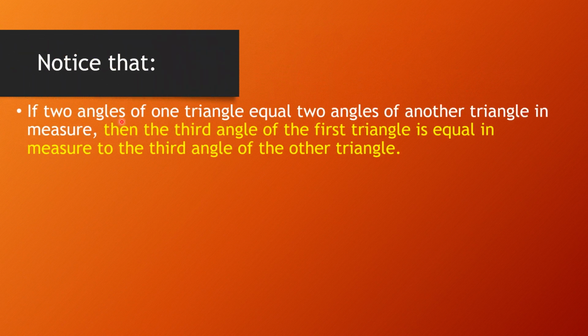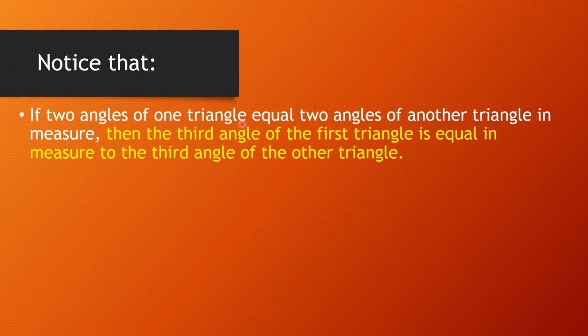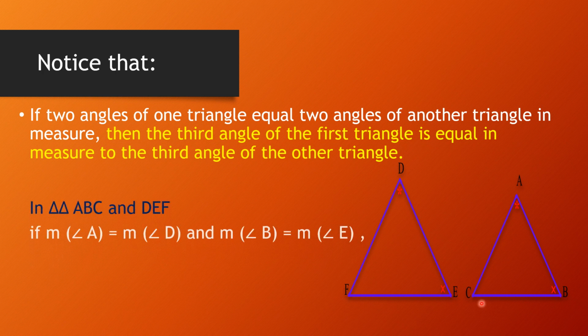Notice that if two angles of one triangle are equal to two angles of another triangle, like measure angle A equal measure angle D and measure angle B equal measure angle E, then the measure of the third angle of the first triangle is equal to the third angle of the other triangle. Like measure angle C will be equal to measure angle F.